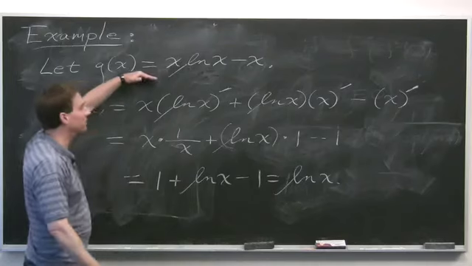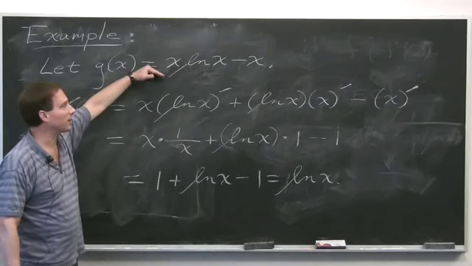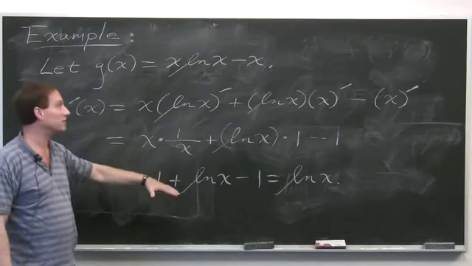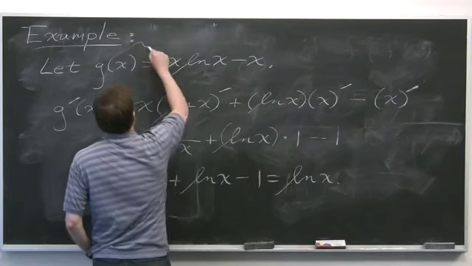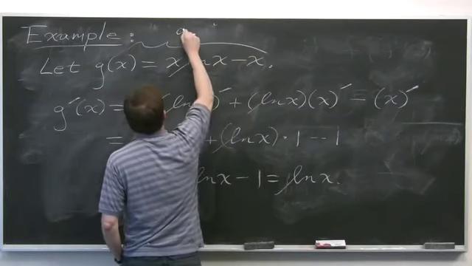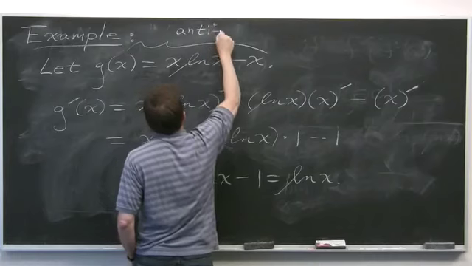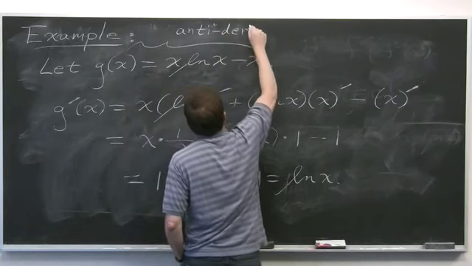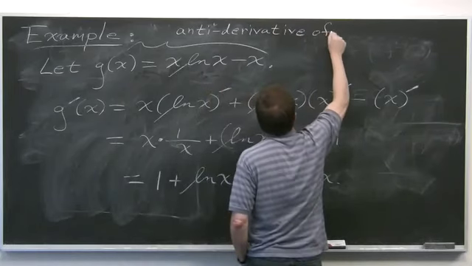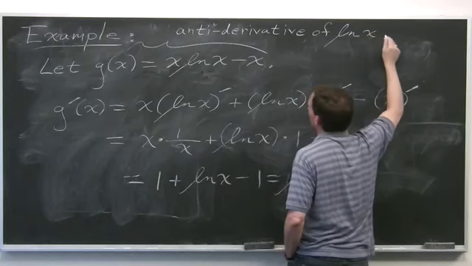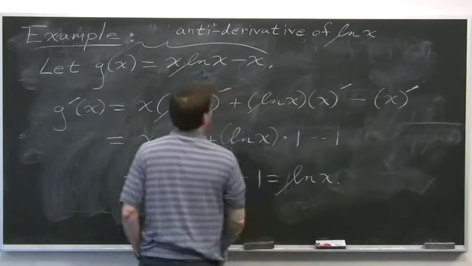So x ln of x minus x is a function whose derivative is ln of x. So we say that this is an antiderivative of ln of x. All that means is it's something whose derivative is ln of x.